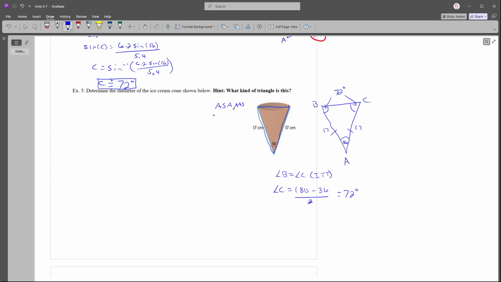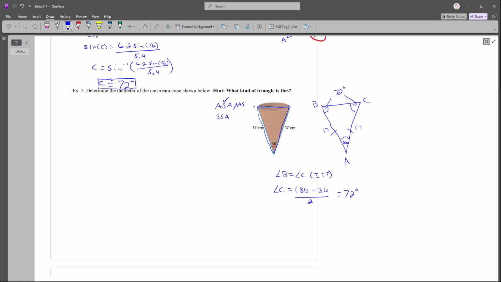Or side, side, angle. So let's see what we got here. Now we know we're calculating for a side length, so we want to use one of the first two. So do we have angle, side, angle? There's an angle 72, there's a side 72 and an angle 36. Yeah, we can actually do this.